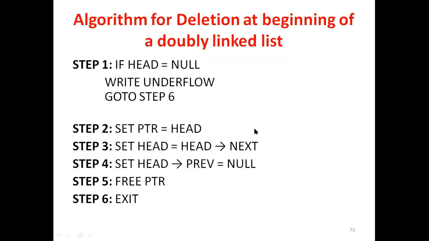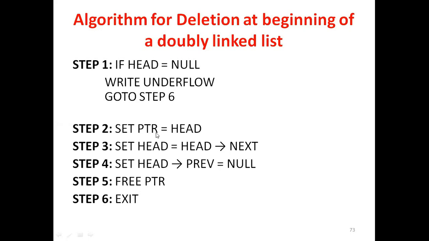So this is the algorithm for deletion at the beginning of a doubly linked list. First of all, we are checking if the head is null. If the head is null, it means an empty doubly linked list. So just write this message, list underflow. You cannot delete. Then go to Step 6, which means exit.